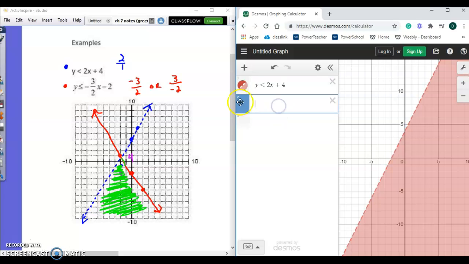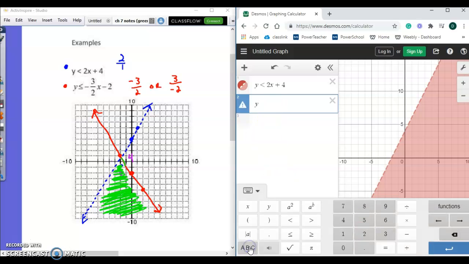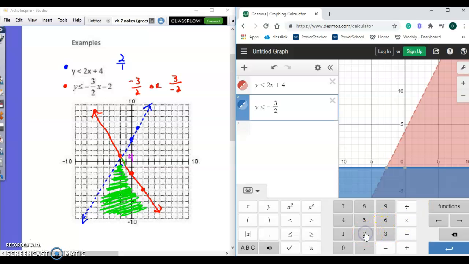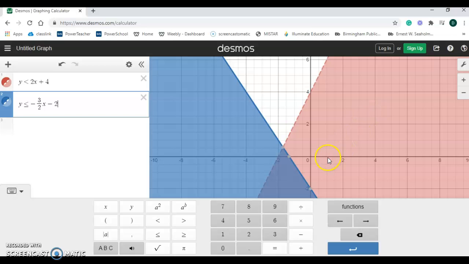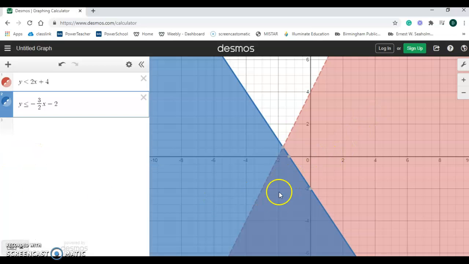So when I do this one, I have y. Oops, I can use lowercase, it probably doesn't matter. So I can use less than or equal to. So now instead of using the keypad, I can use this as well. So I can use less than or equal to, and then I have my -3 over 2. I'll use that arrow and put an x. All right, and then -2. And if I bring this up so we can see how it's this section right here, this is very cool too. You can see how it's a little bit darker where they intersect.